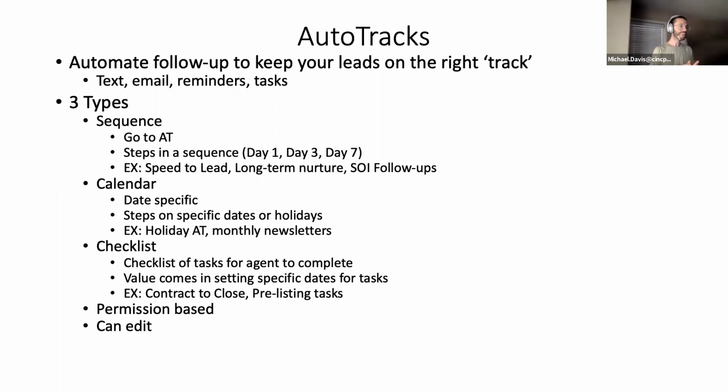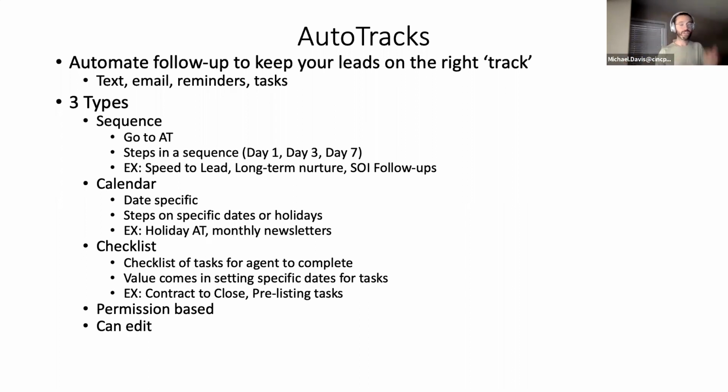And the last auto track type that we have is our checklist. This is a checklist of tasks for the agent to complete. The real value comes because every contract to close, every listing appointment is going to have a slightly different time frame in between each step.